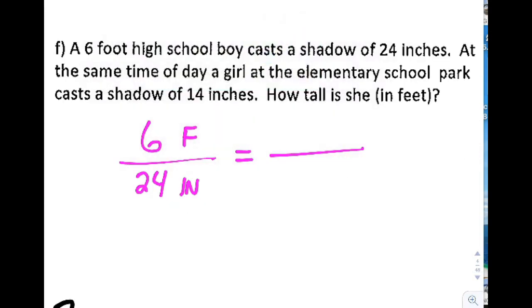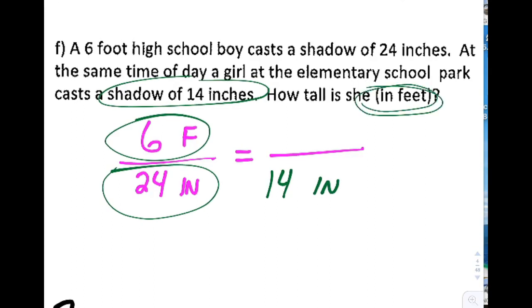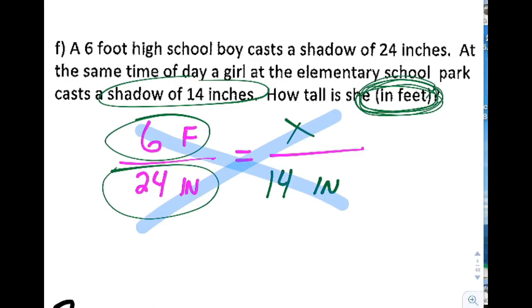And in the last problem, a 6-foot boy casts a shadow of 24 inches. Now I know those are different units, but we don't have to convert because we're just saying 6 feet leads to 24 inches. So then we have another inches in our problem. If inches was in the bottom before, it'll be in the bottom now. As long as we're solving for feet, and we are, x goes in the numerator, you're going to cross multiply and solve.